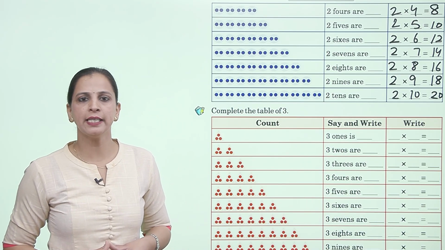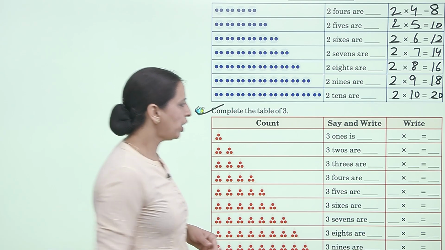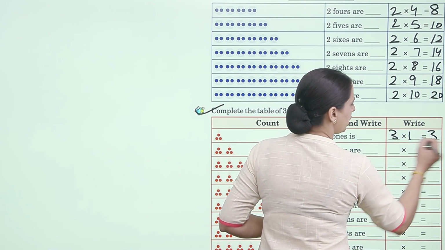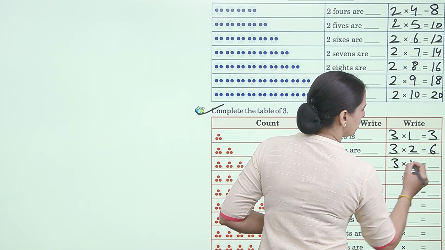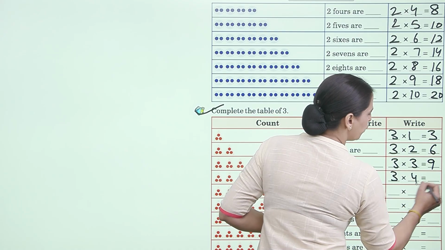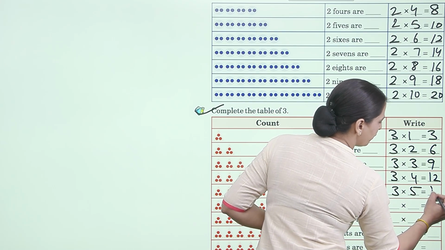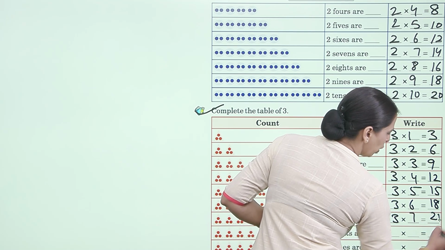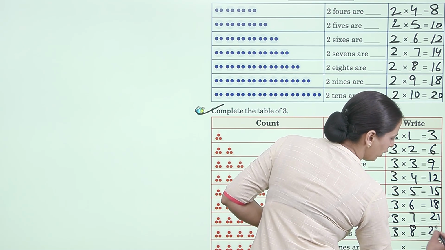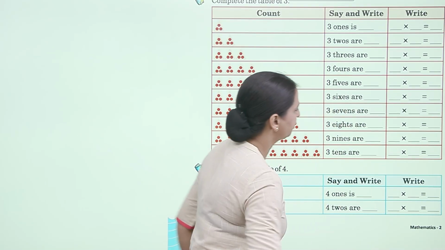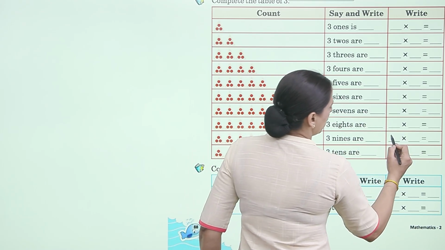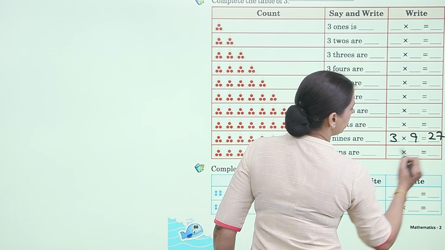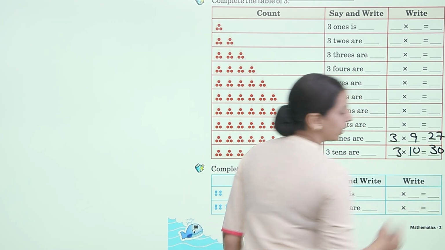Now complete the table of 3. 3 1s are 3, 3 2s are 6, 3 3s are 9, 3 4s are 12, 3 5s are 15, 3 6s are 18, 3 7s are 21, 3 8s are 24, 3 9s are 27, 3 10s are 30.